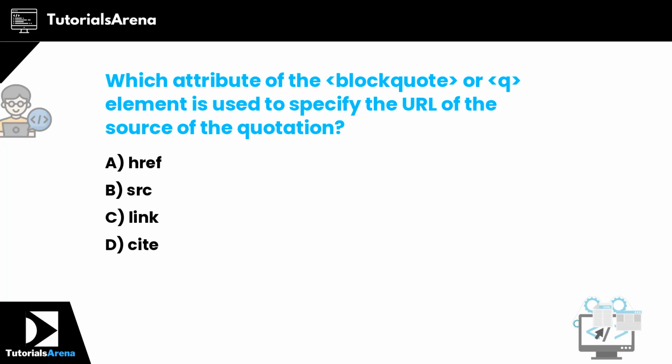Which attribute of the blockquote or Q element is used to specify the URL of the source of the quotation? The correct answer is option D, cite.